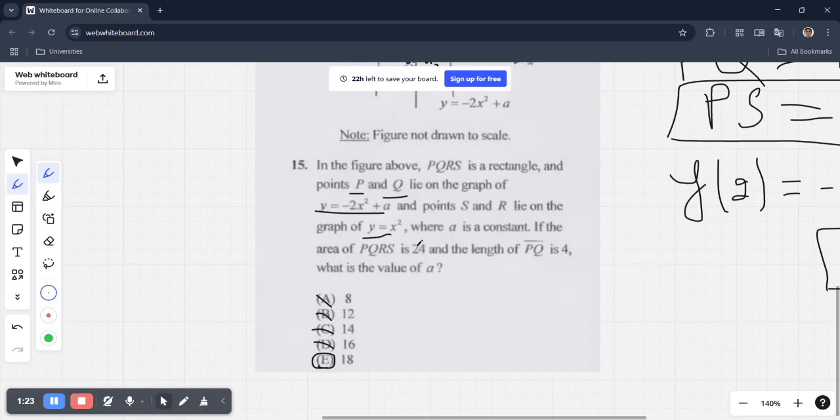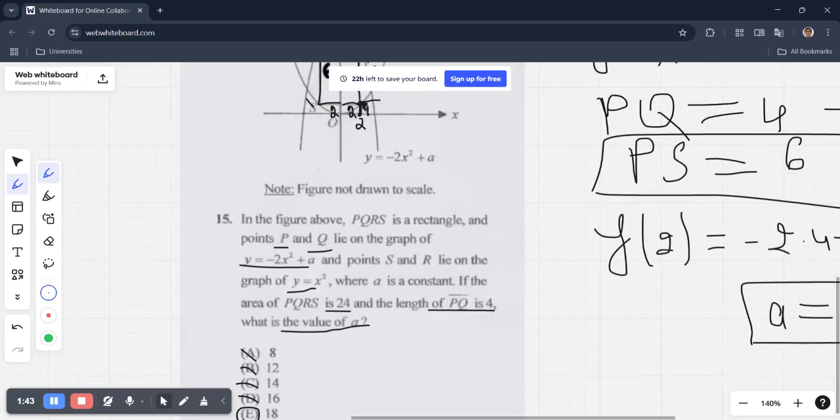And in the last part, it says if the area of the rectangle is 24, this is the important information that we will need. And the length of PQ is 4. And this is also important. What is the value of a?